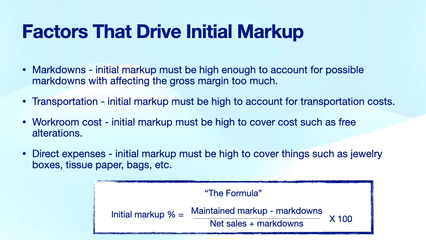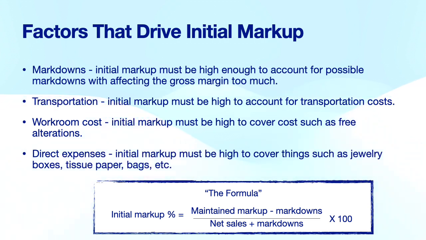So how is your initial markup percentage calculated? To calculate this, you would take your maintained markup and subtract your markdowns, and you'll divide that by your net sales plus your markdowns. And then you'll multiply it all by 100.